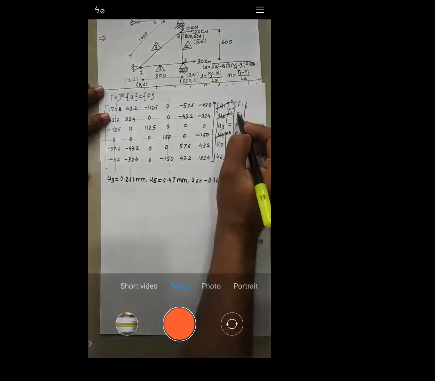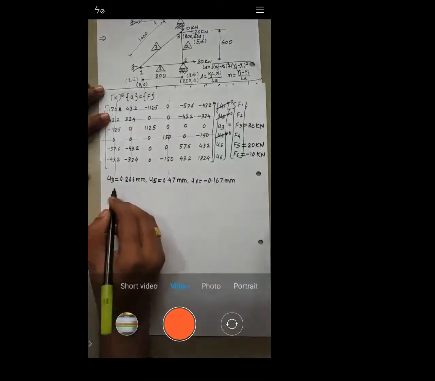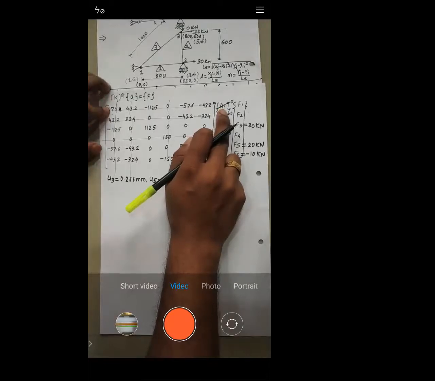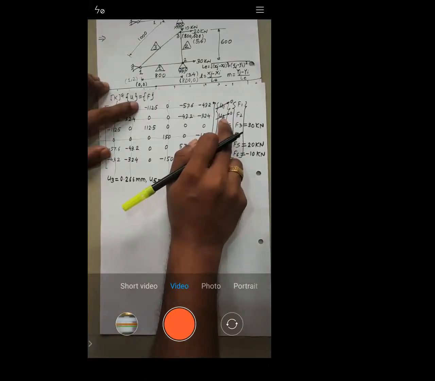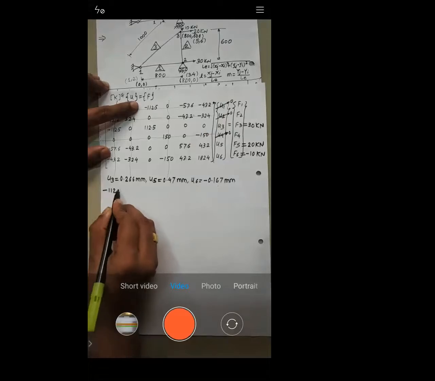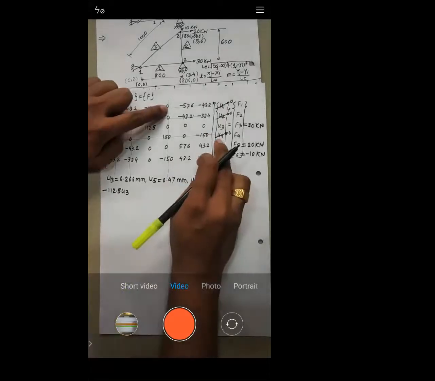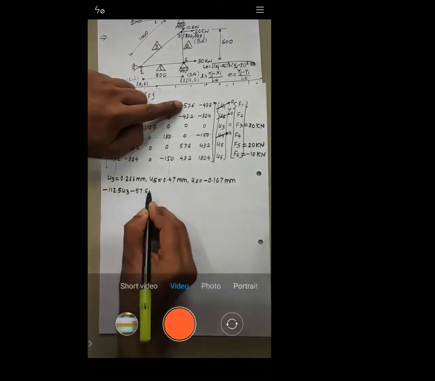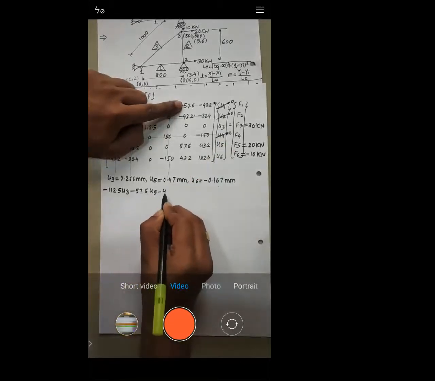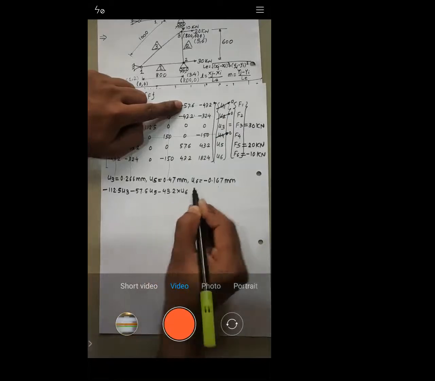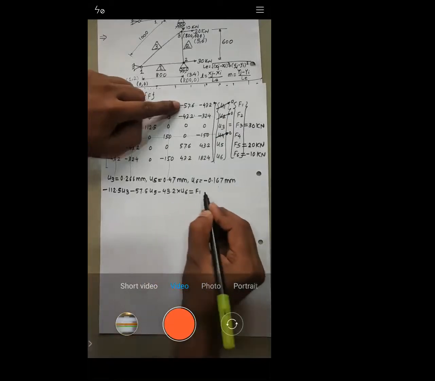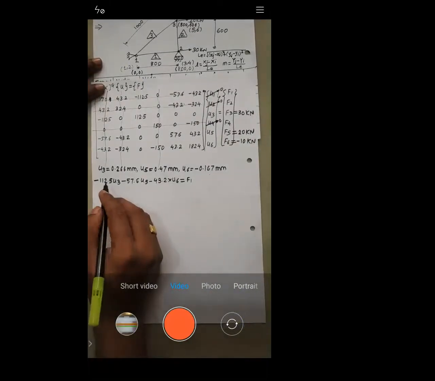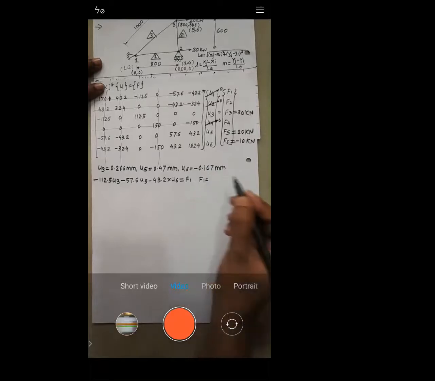So calculate F1. How will you calculate F1? First row, this column, right? So F1 is given by, see, this 170 into U1 is 0, this 43.2 into U2 is 0. What is remaining? Minus 112.5 into U3, this is again 0. Then what is remaining? Minus 57.6 into U5, minus 43.2 into U6 is equal to F1. So just put the values and calculate the value of F1. Do it fast. F1.